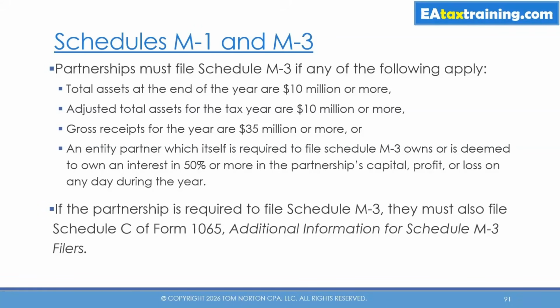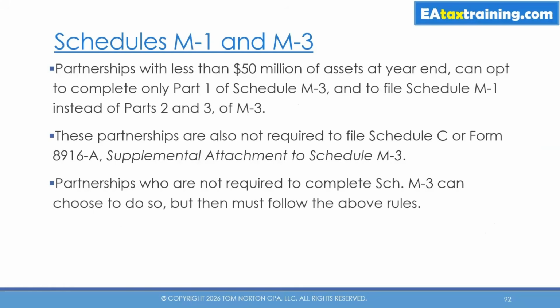And then if the partnership is required to file a Schedule M3, they are also required to file a Schedule C, again, a Schedule C of Form 1065. For partnerships with less than $50 million of assets at the end of the year, they can opt to complete only Part 1 of the Schedule M3 and then file Schedule M1 instead of Parts 2 and 3 of the M3. So what are we talking about here?